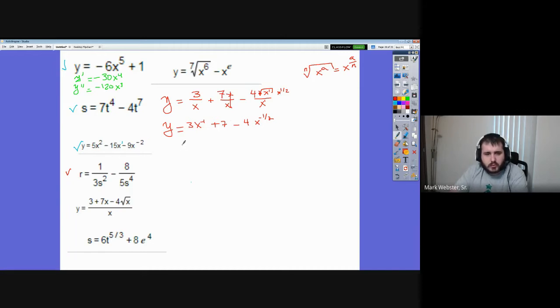So look, take the derivative. Bring down the negative 1, to a negative 2. This goes away, right? The derivative of a number is just 0, so it goes away. Now we bring down the negative 1/2. Negative 4 and negative 1/2 make positive 2. And then we're going to go down 1. Down 1 from negative 1/2 is negative 3/2. And there it is.